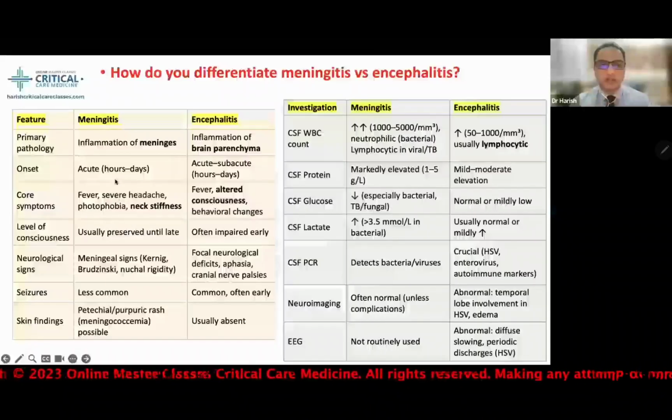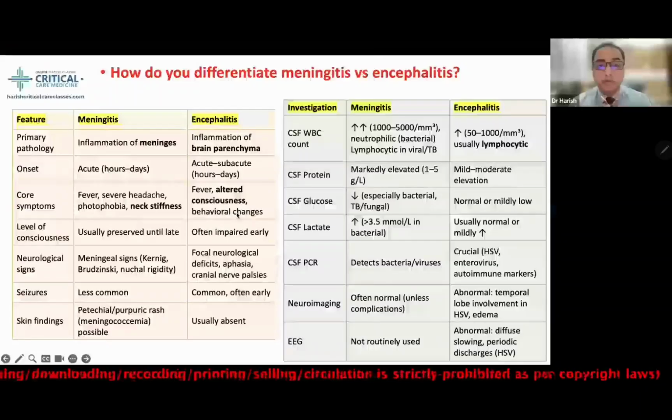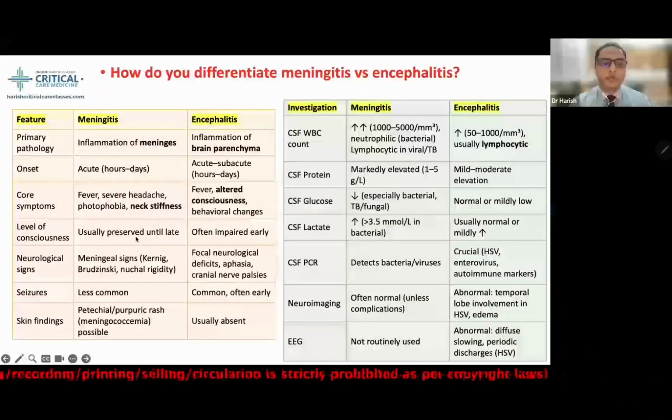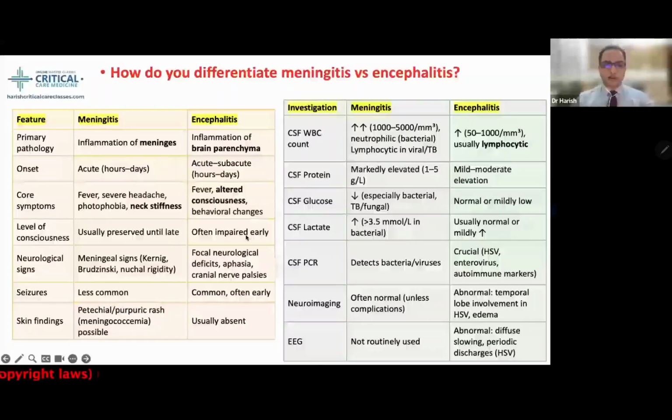Acute onset, hours to days in meningitis. Acute to subacute, hours to days in encephalitis. Fever, severe headache, photophobia, neck stiffness: classically you can see this mix and match in meningitis. Fever, altered sensorium, behavioral changes in encephalitis. Usually the level of consciousness is preserved until late in meningitis, while it is impaired early in encephalitis patients.